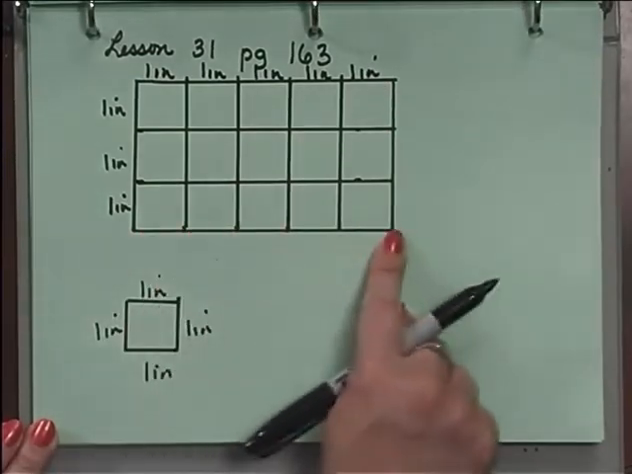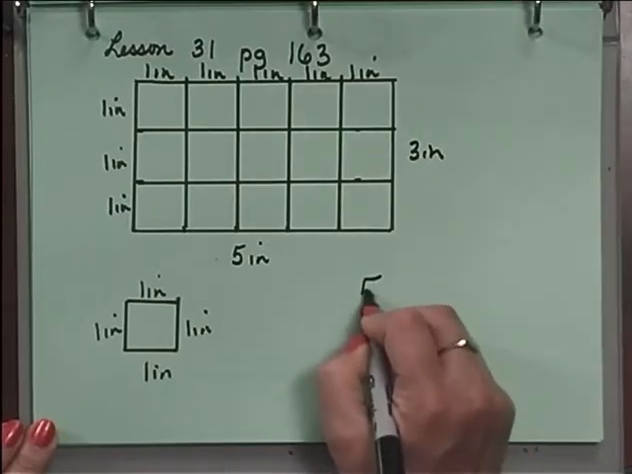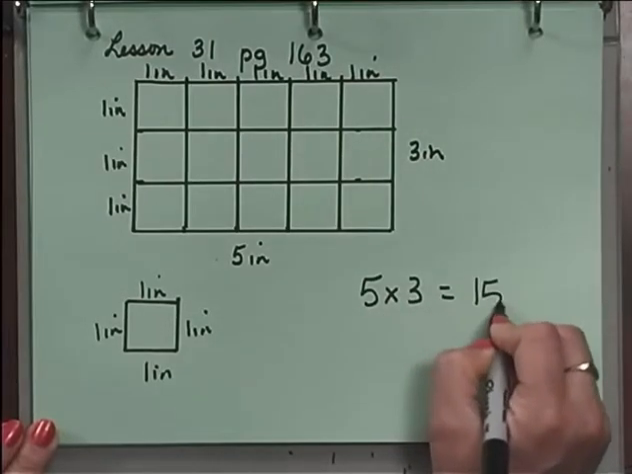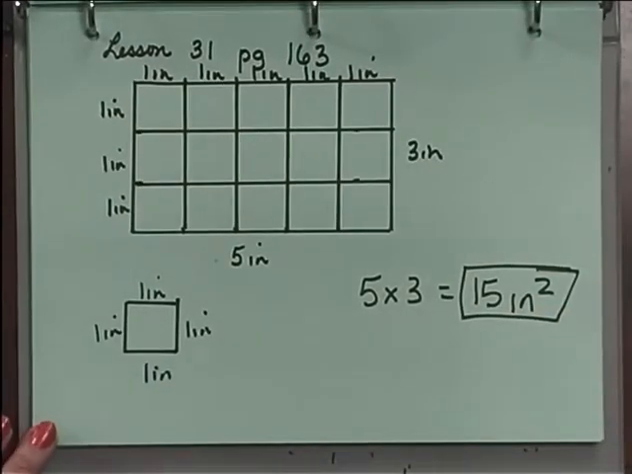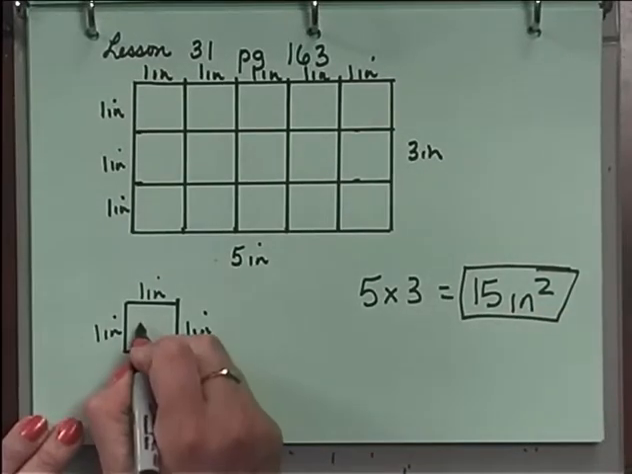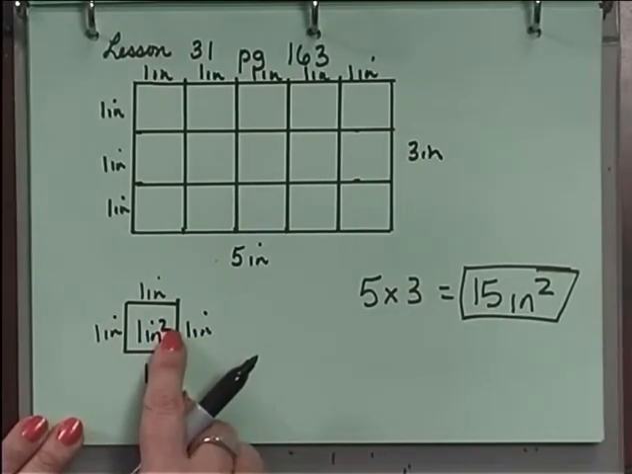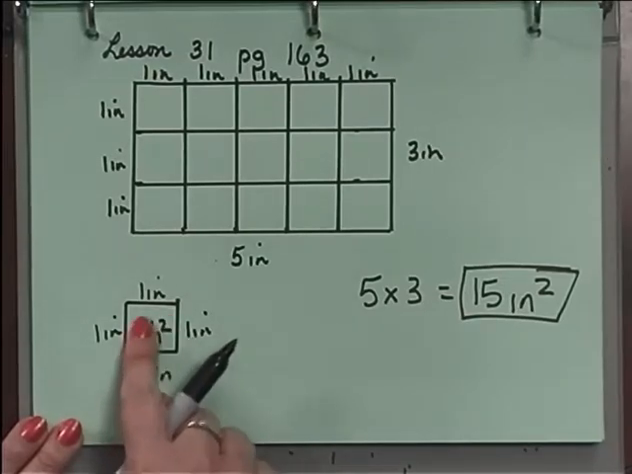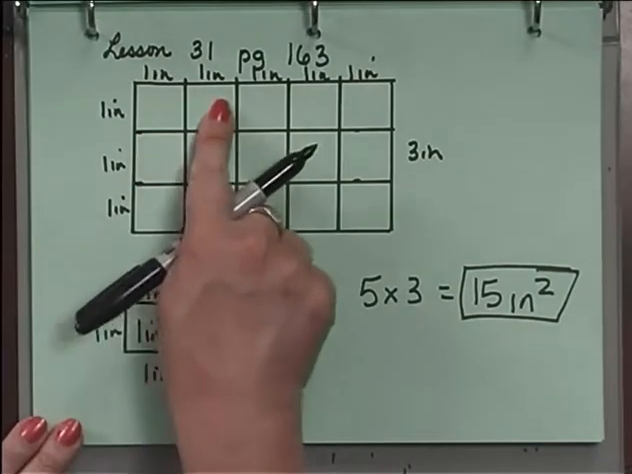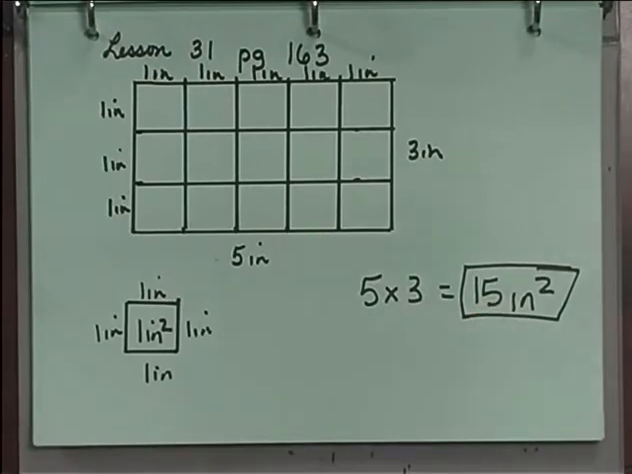Now, how many of these 1 inch squares cover this rectangle? Well, I have 5 inches here, and I have 3 inches here, and 5 times 3 is 15. So I have 15 square inches that are covering this particular rectangle. See, this is 1 square inch, and to indicate that it's a square inch, I put a 2 here, and we're going to talk about that later on in the course, why we do this. So to indicate a square inch, I put a 2 here. That means I'm making measurements in squares. And 3 inches times 5 inches is 15 square inches.